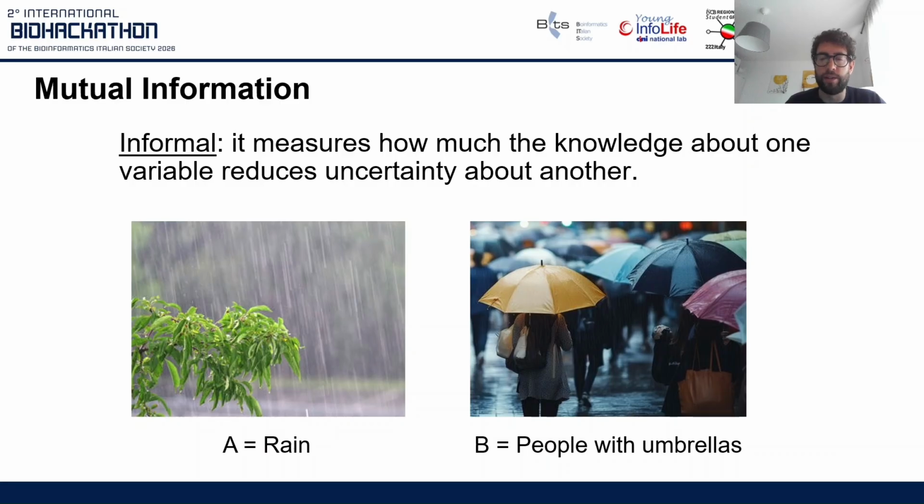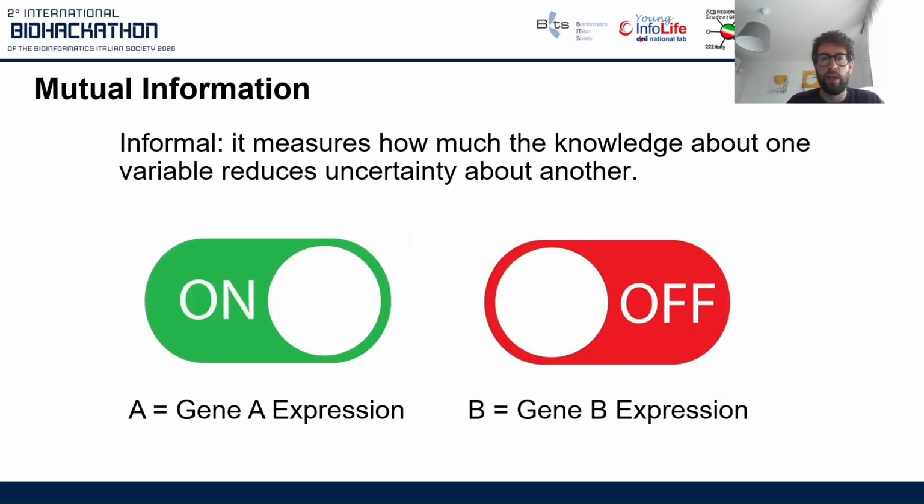And you have a high uncertainty on B. But if you open the window and you look outside and you know that it's raining, then you have better knowledge on B and the uncertainty goes down. So in this way, there is high mutual information between these two variables because one reduces the uncertainty of the other. At the same level, you can try to find relationships between genes. So maybe knowing that one gene is always on, then it means that the other one is always off.